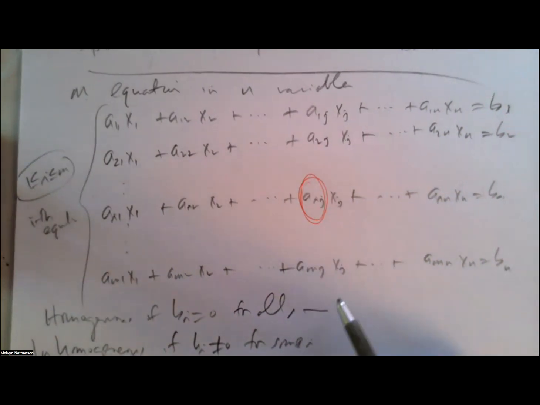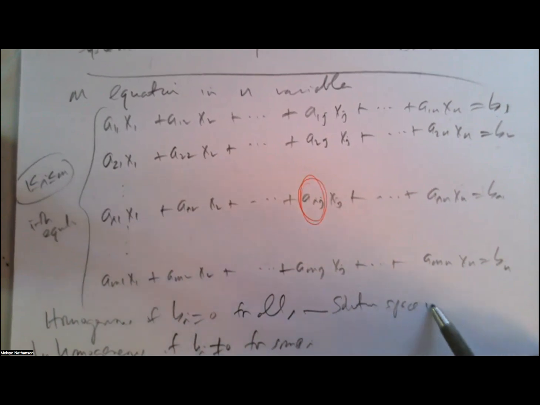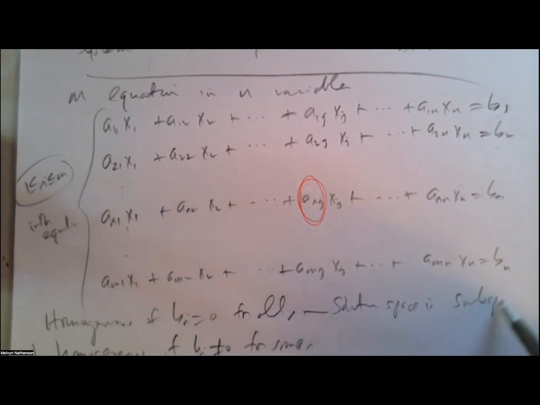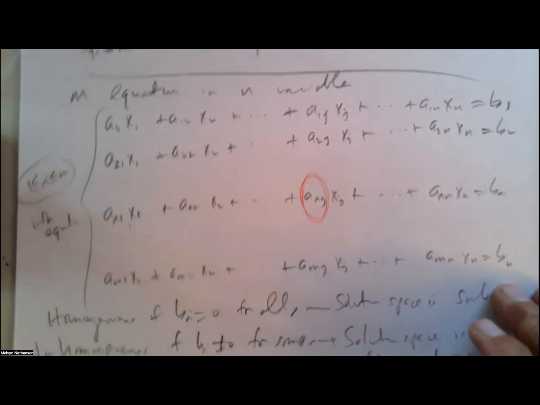For the homogeneous system, the solution space is a subspace of Rn. The solutions are column vectors in Rn. And for an inhomogeneous system, the solution space is an affine subspace, a translate or shift of a vector subspace, just as in the one equation case.